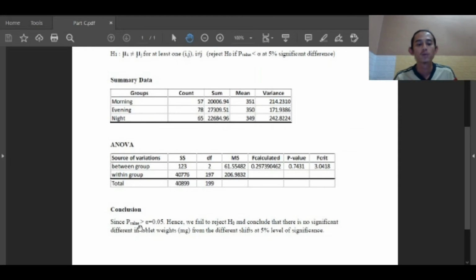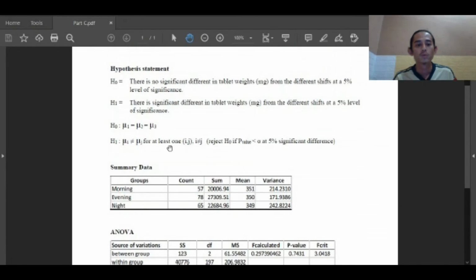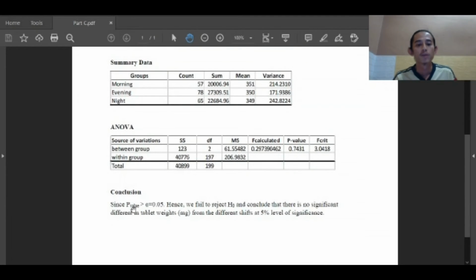Since the p value is bigger than alpha at 0.05, hence we fail to reject H naught, because we decide that we reject H naught if p value is less than alpha. Here, p value is bigger than alpha. So we conclude that there is no significant difference in tablet weights in milligram from the different shifts at 5% level of significance. So next is part D. Thank you.